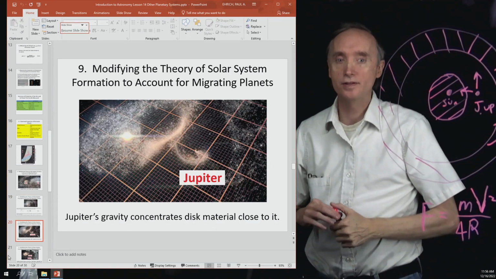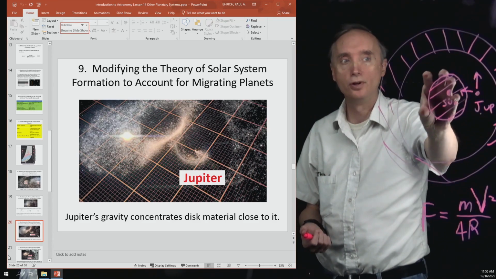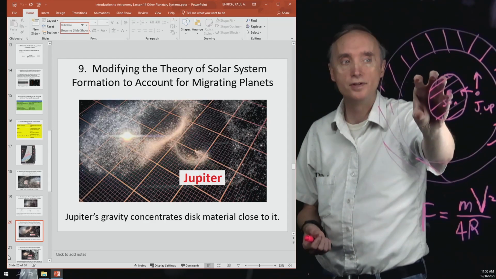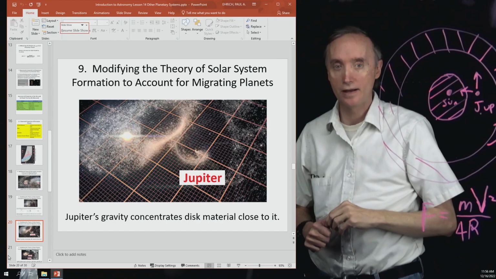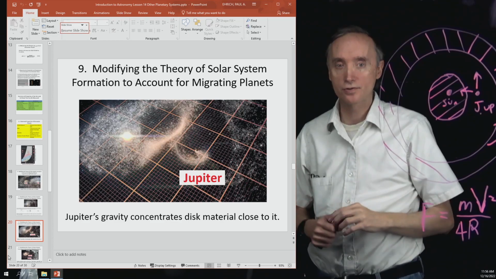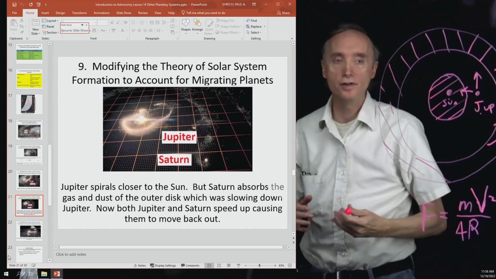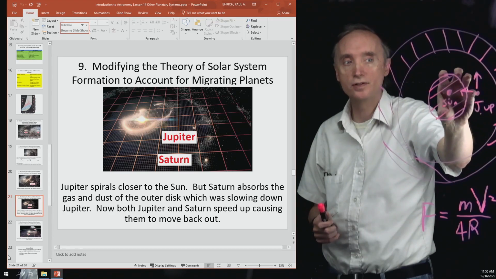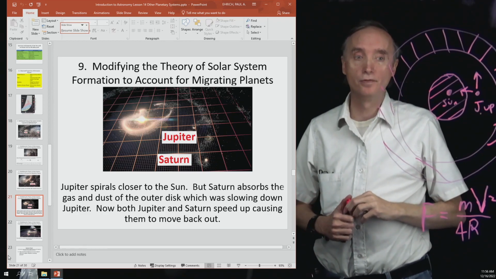Okay, now the next thing that's going to happen is the gravity of Jupiter is going to start to pull on this disk, and can you see how it's causing more of the disk material to be pulled over to the side where Jupiter is at? Now that material is eventually going to become the terrestrial planets. Well, if we didn't have this outer disk here, Jupiter would just continue to get closer and closer to the sun. And so we have actually observed this.